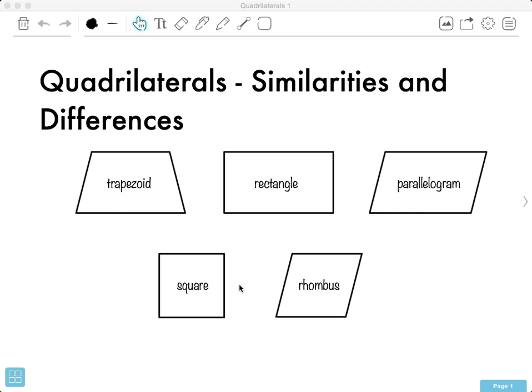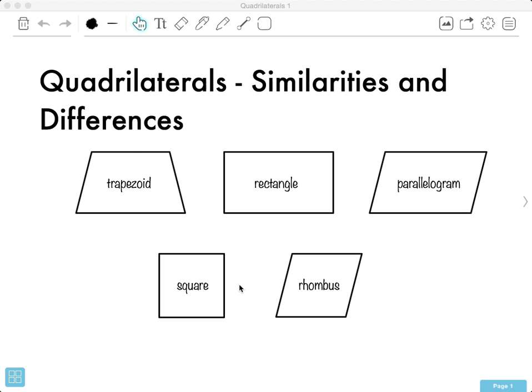This is for Essential Math 40S students in the Geometry and Trigonometry unit who are looking at quadrilaterals. One of the main questions they'll ask you about quadrilaterals on a test or an exam is they'll show you two quadrilaterals and ask about similarities and differences between the quadrilaterals.